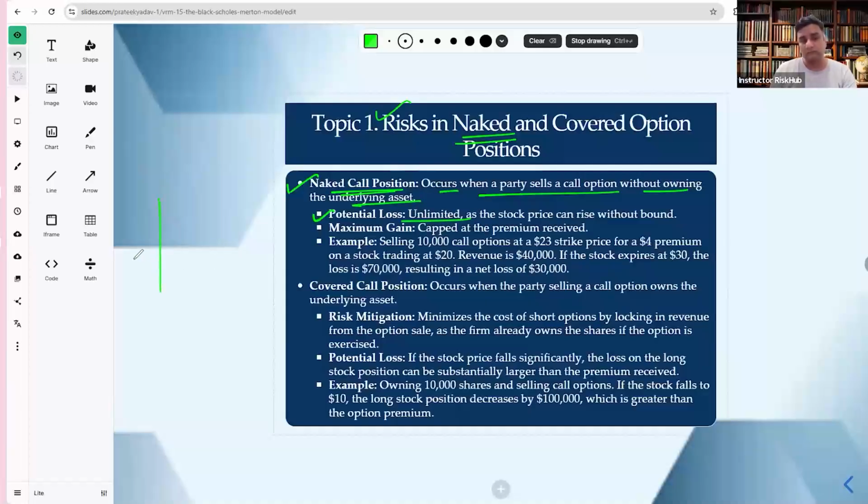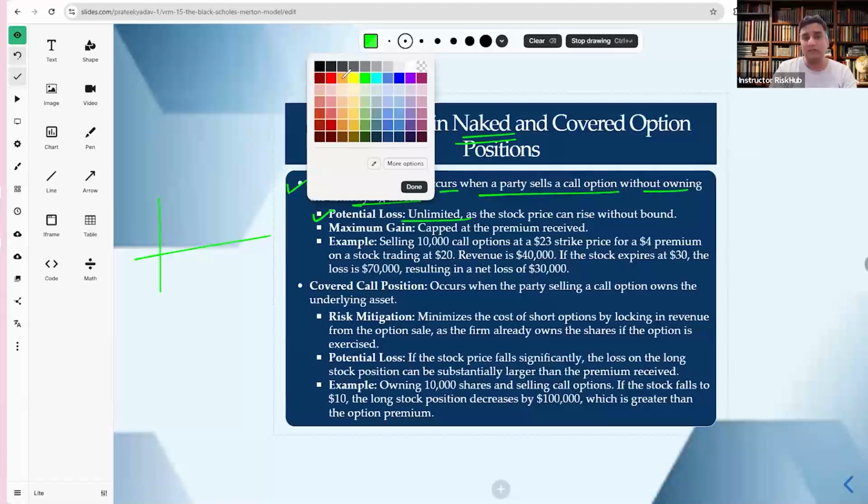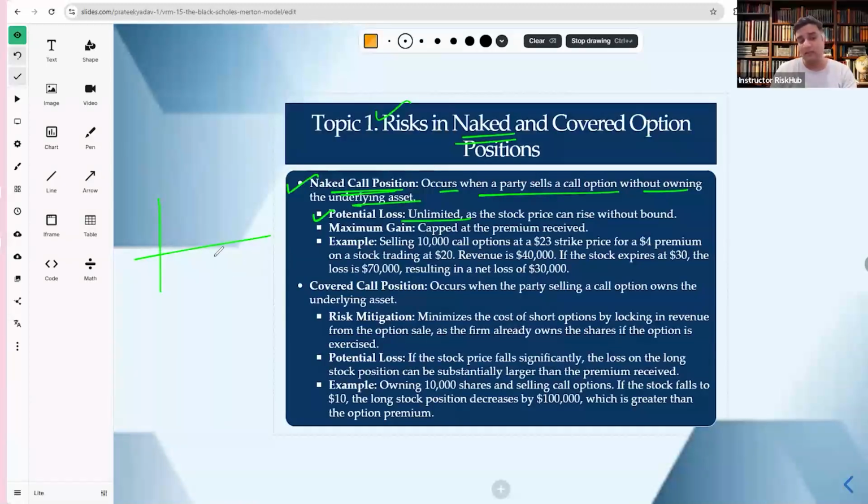Because if you remember the graphs, this is selling of a call option. When you sell an option, your loss is unlimited. The buyer of a call option was like this. The seller of the call option is like this, a mirror image, right? So loss is unlimited, as the stock price can rise without bound. If the stock price keeps on increasing, the loss keeps on going up.